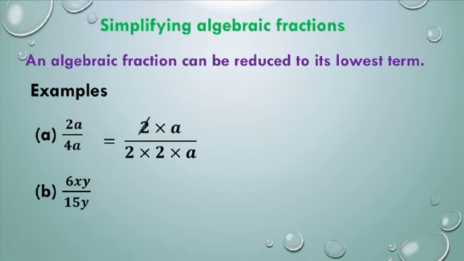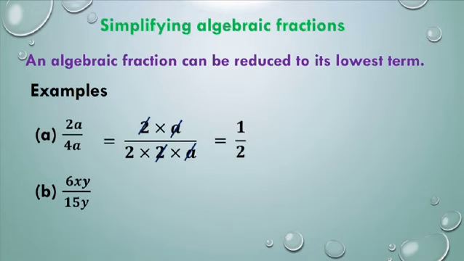So you can see that 2 will cancel with 2, a will cancel with a. So in the numerator, I have 1, and in the denominator, I have 2, which is left. So 2a over 4a can be simplified and written as 1 over 2.